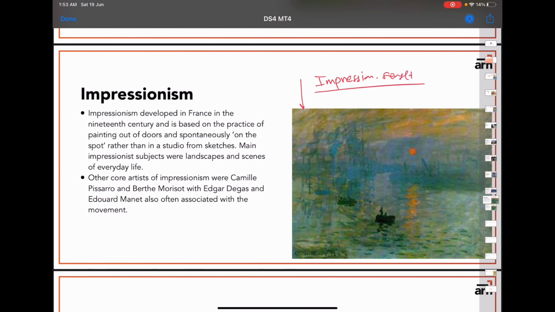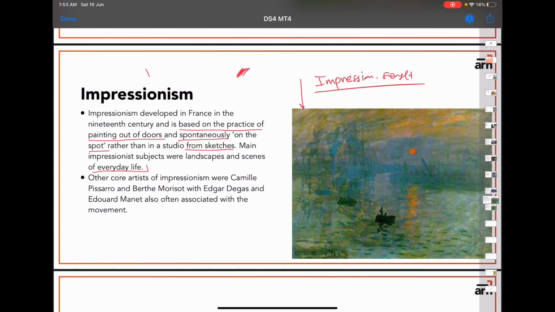So in Impressionism, what they used to do is they used to go out in the open air, and they used to do the way we do live sketching right now. The way we do live sketching now, they used to do the same thing. So it is based on the practice of painting outdoors and spontaneously on the spot rather than in the studio from sketches. Main impressionist subjects were landscape and scenes of everyday life, and the main characteristic of Impressionism is the short, very short strokes.